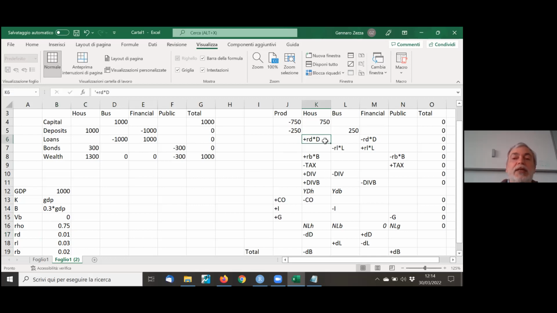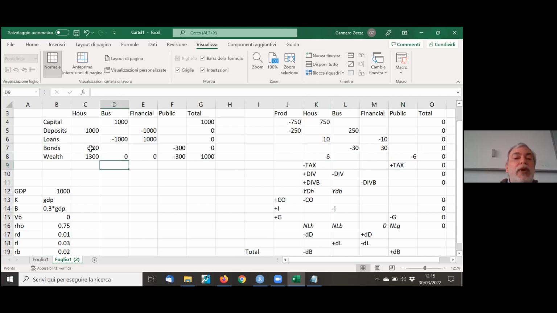This implies that this flow will be equal to the interest on deposits times the stock of deposits. And this is paid by the banks. The banks earn the interest rate on loans times the stock of loans, and this is paid by the business. And the households get the interest rate on bonds times the holding of bonds, and this is paid by the government.